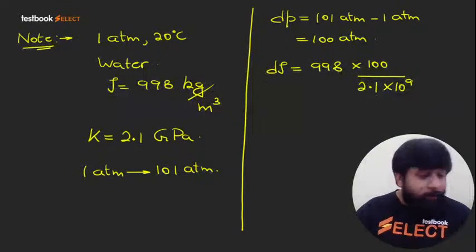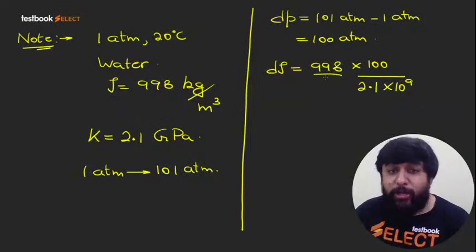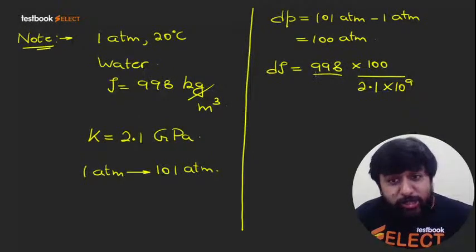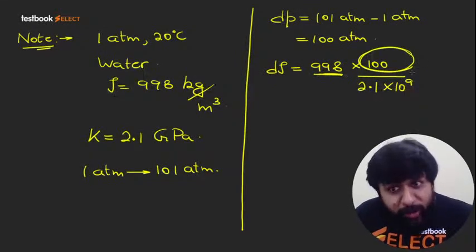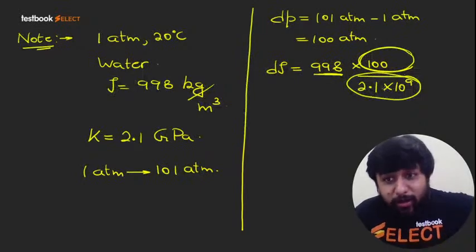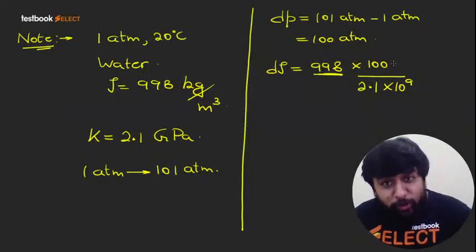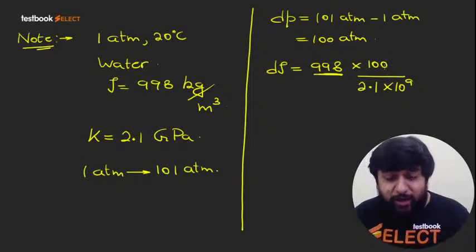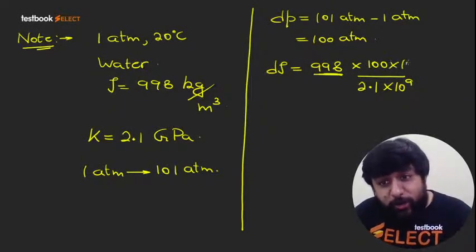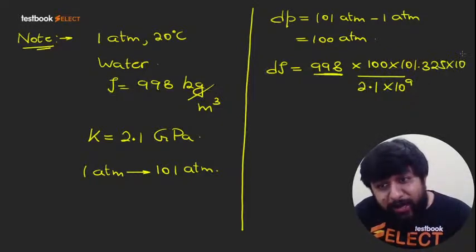Now please note, change in density is in kg per meter cube. Initial density is in kg per meter cube. The upper term, pressure term, is in atmosphere. The bottom term is in pascal. So you need to have the terms in the same units. So I will convert atmosphere into pascal. 1 atmosphere is equal to 101.325 into 10 raised to power 3 pascal.